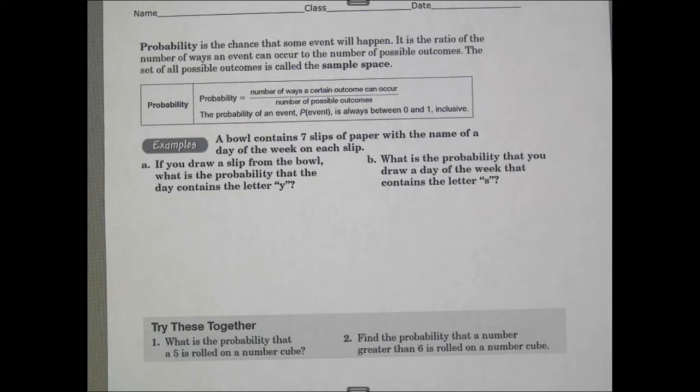Hi guys, today we're going to do a quick review over probability. So you're going to complete this Edpuzzle. You need to make sure that your notes are completed because they will be going in your folder as part of your test grade.